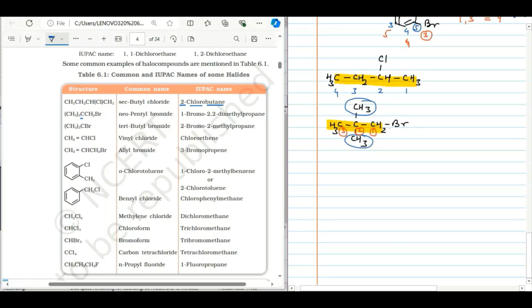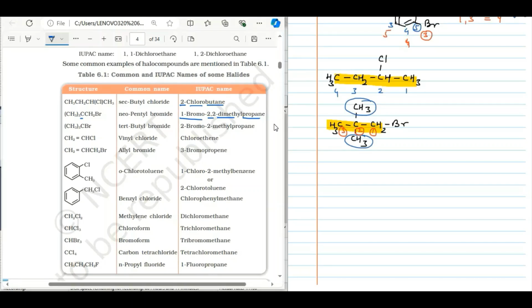So the name of this molecule will be 1-bromo-2,2-dimethyl propane. 1-bromo-2,2-dimethyl propane. Now come to the next example.